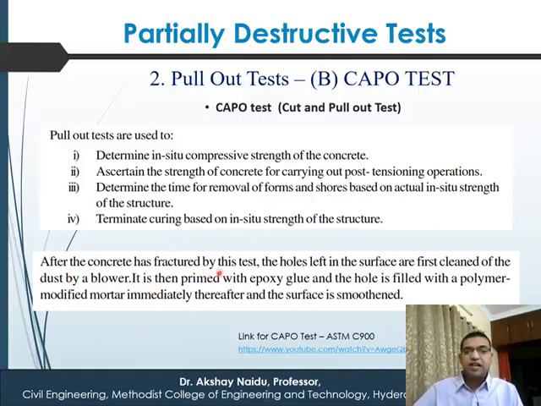After the concrete has fractured by this test, the holes left in the surface are first cleaned of dust by a blower. It is then primed with epoxy glue, and the hole is filled with polymer modified mortar immediately thereafter, and the surface is smoothed. So we have induced a damage in the concrete structure, and this is a remedial measure to fill it.